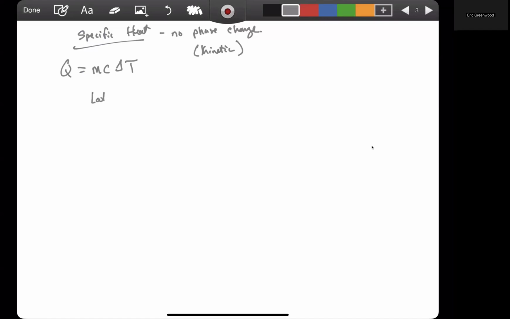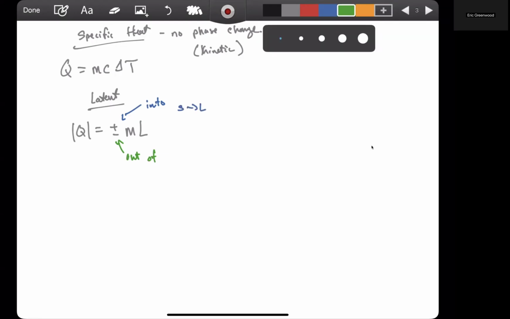Next up, we have latent heat. Latent heat says that the absolute value of the heat is equal to plus or minus the mass times the latent heat, where the plus sign means that energy flows into the system and the minus sign means that energy flows out of the system. Into would be, for example, when you have a solid going to a liquid, and out would be when you have the liquid going into a solid, right?